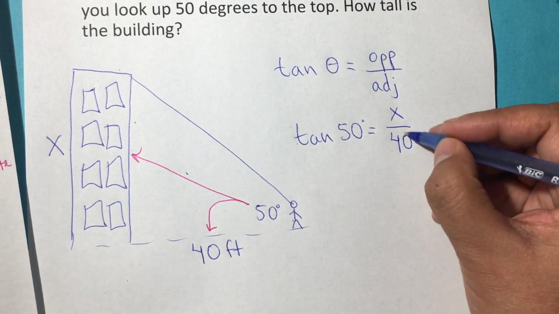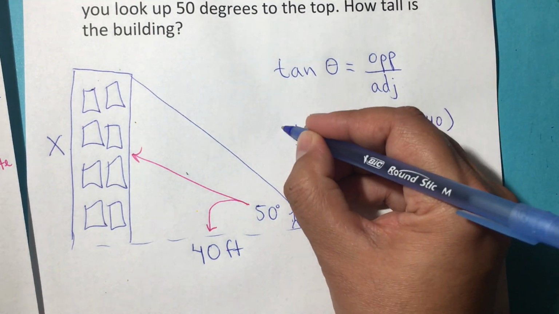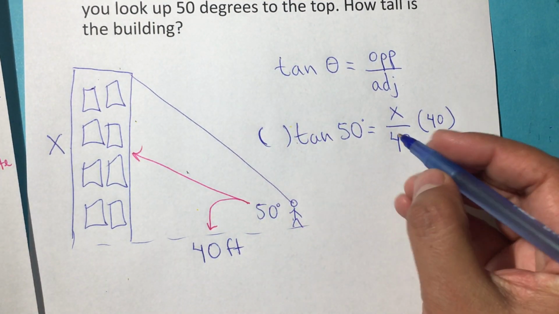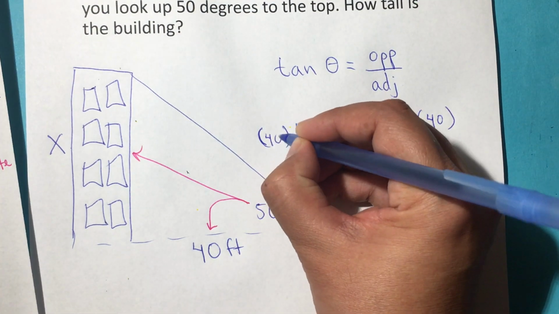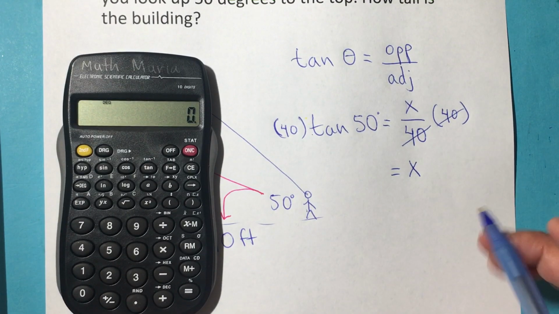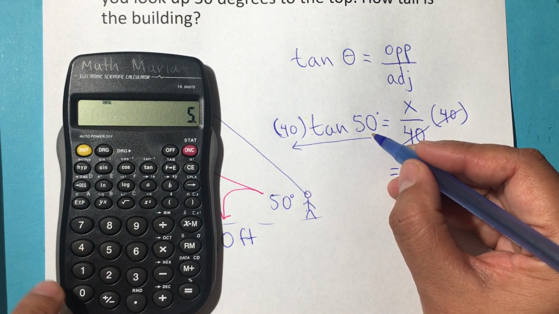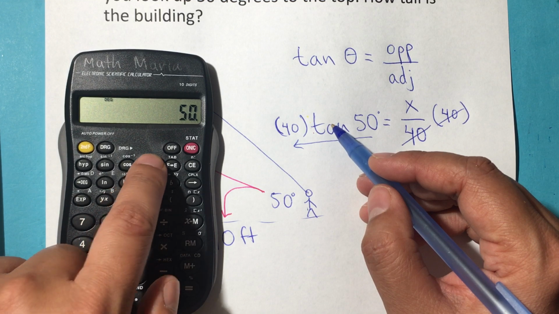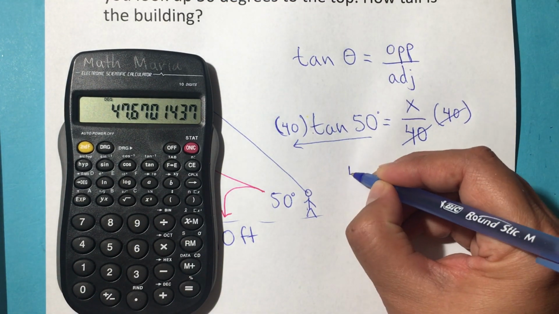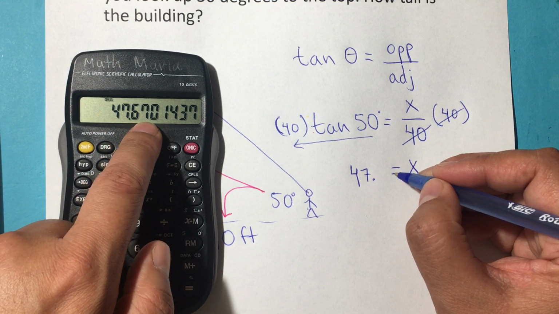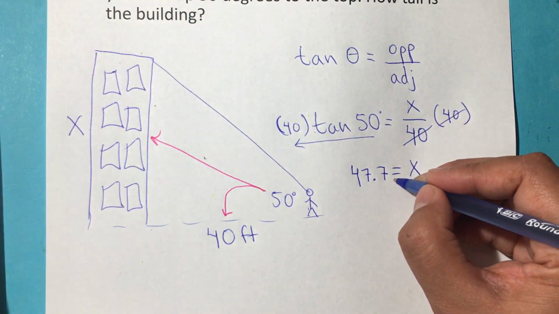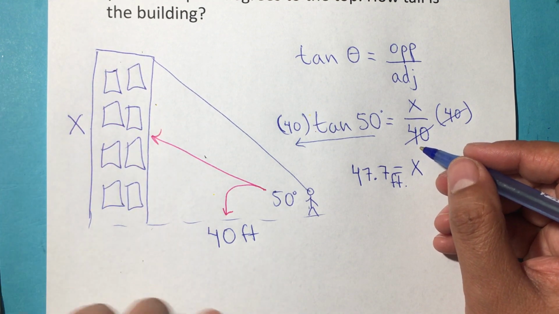Since we have a number in the denominator, we can just cancel by multiplying. The other one, we had x on the denominator, and that's why we couldn't do that. We had to switch them. But when we have a number, we just multiply. That cancels, and x is equal to, now let's use this one. So again, this is backwards. 50, first you put the degrees, then the trigonometric ratio, then times 40, equals 47.67. The 7 is 5 or greater, so that means that you add one more, so it's 47.7 feet. And that's how tall this building is.